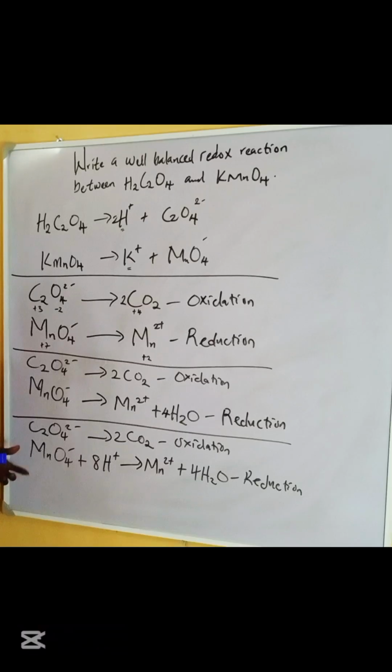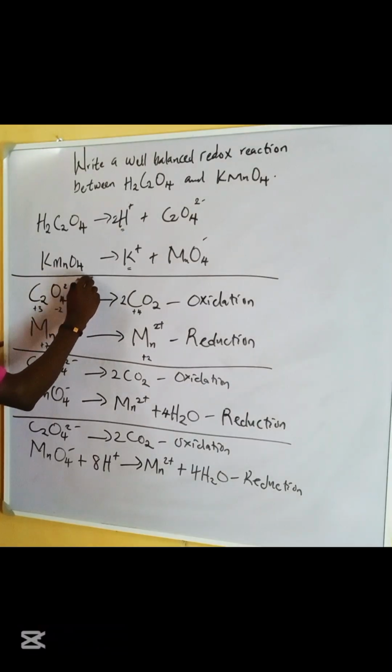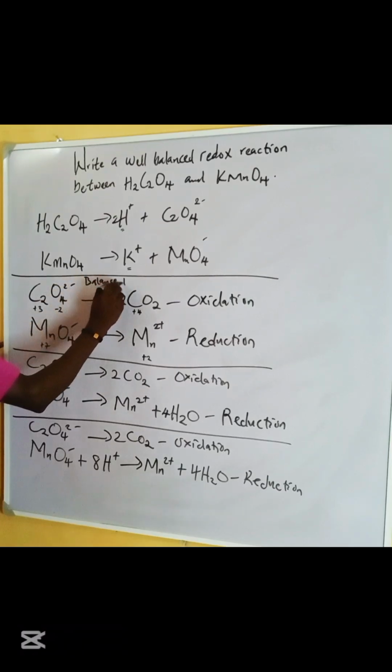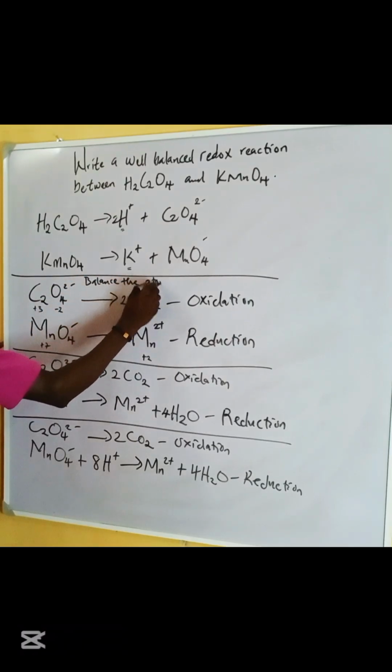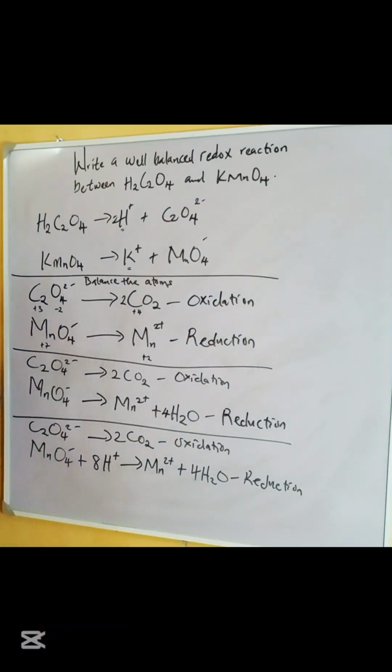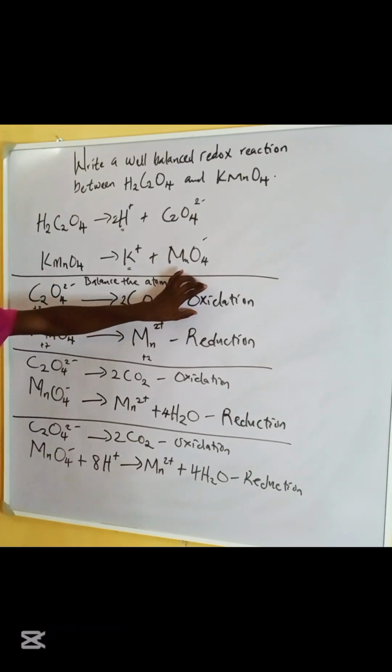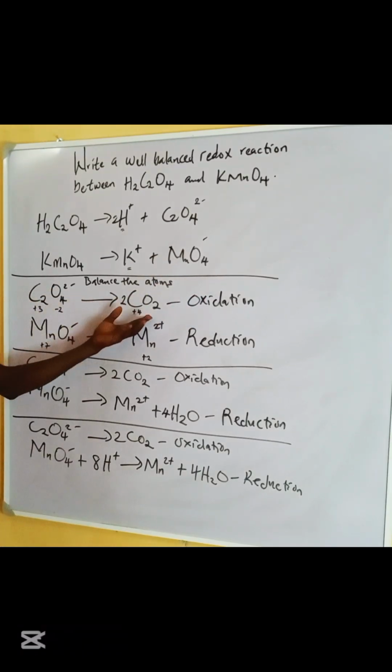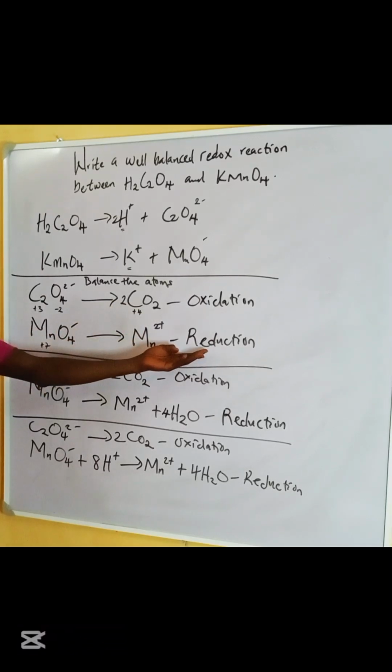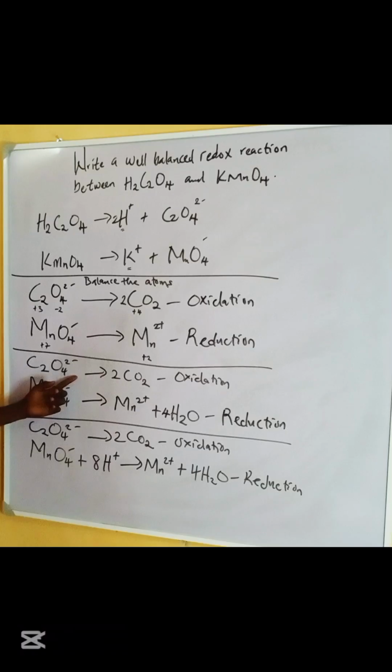Is that clear now? So the first step usually is to balance the atoms. Do you understand? So you balance the atoms. Are we together? So the oxidation reaction is already balanced. The number of atoms are balanced. So that is why I am balancing the one for my reduction.